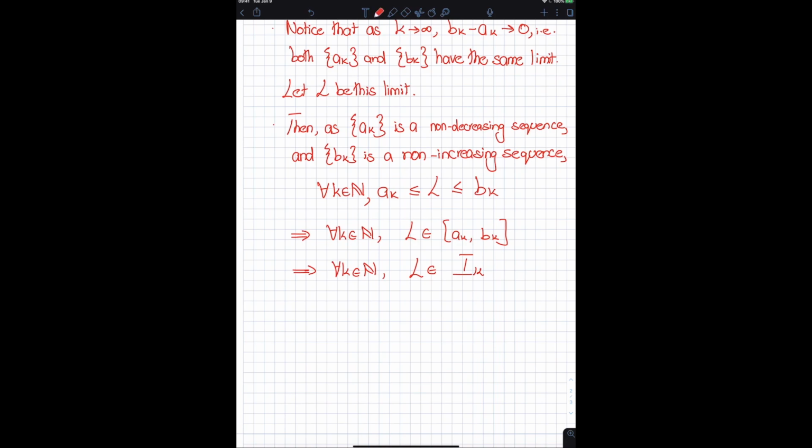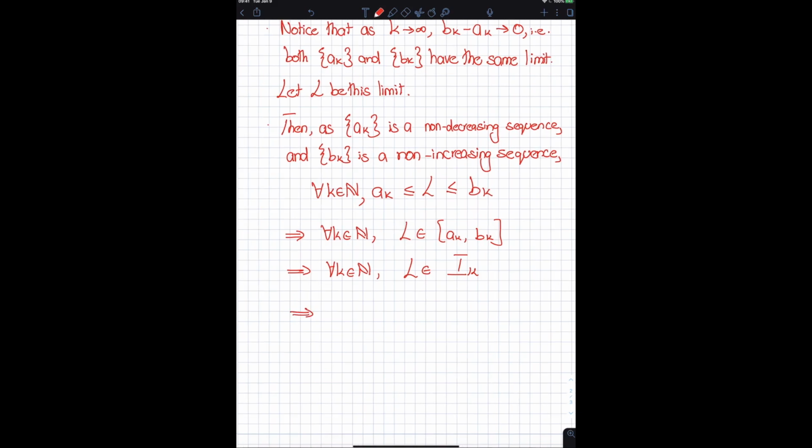There's an additional argument to be made. What I was going to write, which would have been incorrect, was that the intersection from k equals 1 to infinity of I_k is equal to the set containing L. This is true, but I haven't proven that it is true. What I have proven is that L lies in this intersection, but I haven't proven that this is the only point that lies in it. So I need to prove that there are no other points in this intersection before I can make this stronger conclusion.